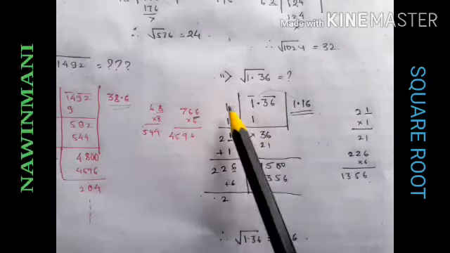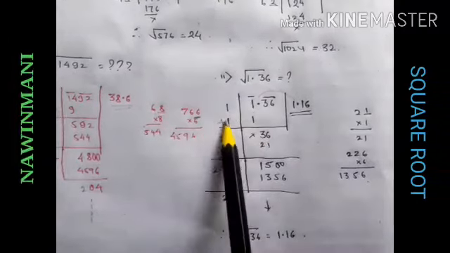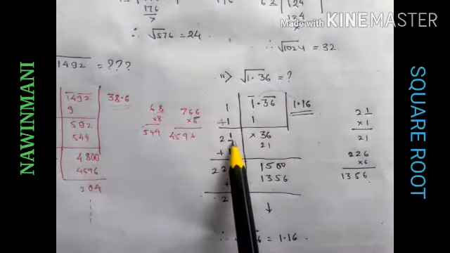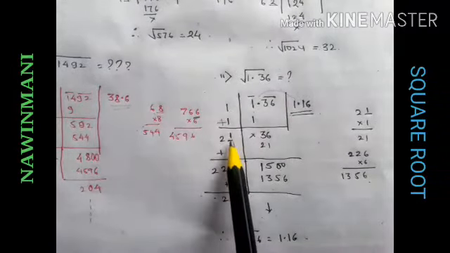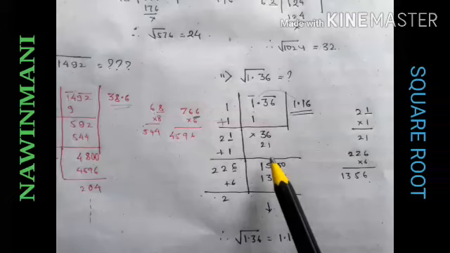Then what do I get? 36, no? Then add the 1. 1 plus 1, 2 I get. You put 1 dash. Then in the dash place, put a number and multiply, to get 36 or less than 36. What is that number? 1. So if you put one, what comes is 21. On subtracting, it is 15.